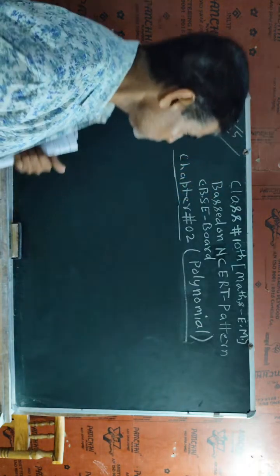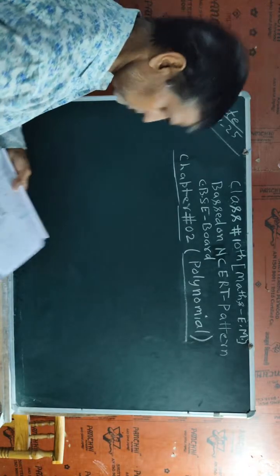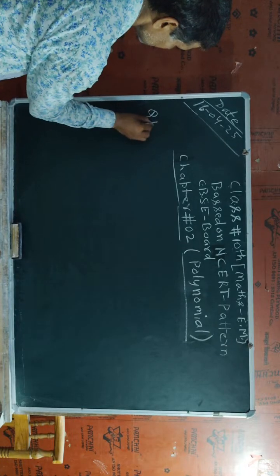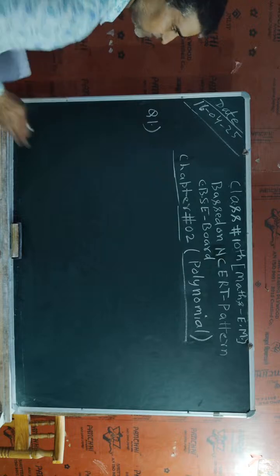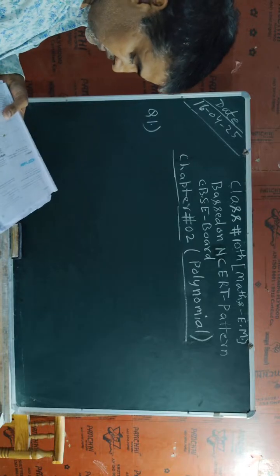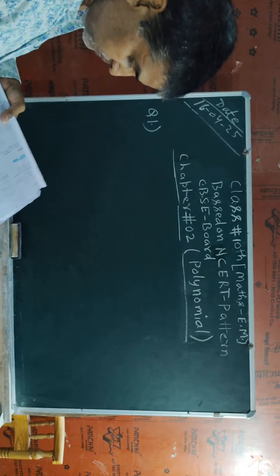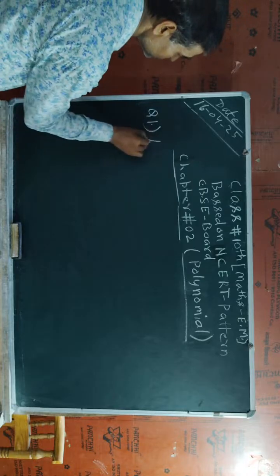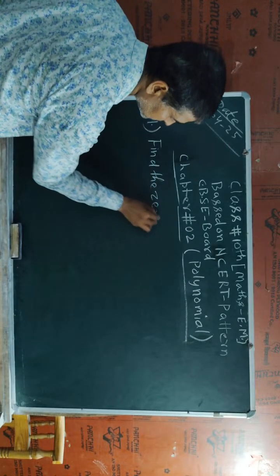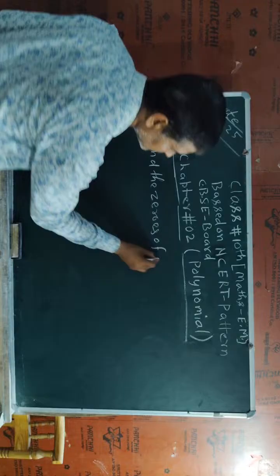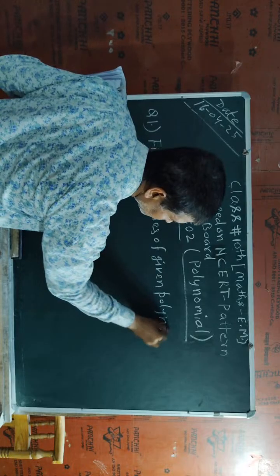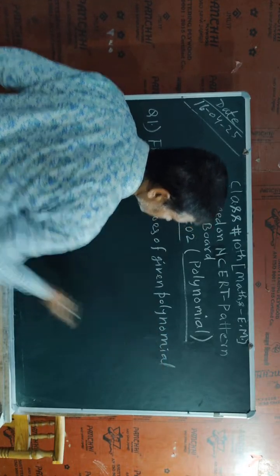Okay students, I am going to solve questions which are related to polynomials. Now I am writing here numerical number 1. Here: find the zeros of the following polynomials. Now I am going to write here: find the zeros of the given polynomial.